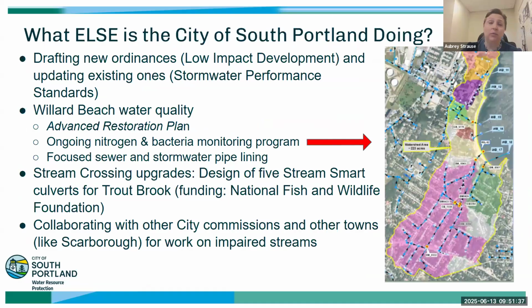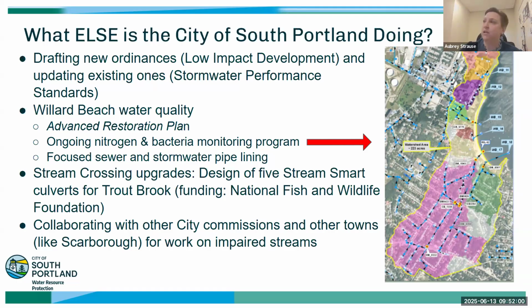South Portland, what else are we doing? Well, we're working on some new ordinances for low impact development, which is not the same thing as green infrastructure. That's a whole different presentation we can do some other time. But we're also updating some existing ones, stormwater performance standards. We need to, I think, reflect some changes in technology and also mirror how the state is looking at things a little bit better.